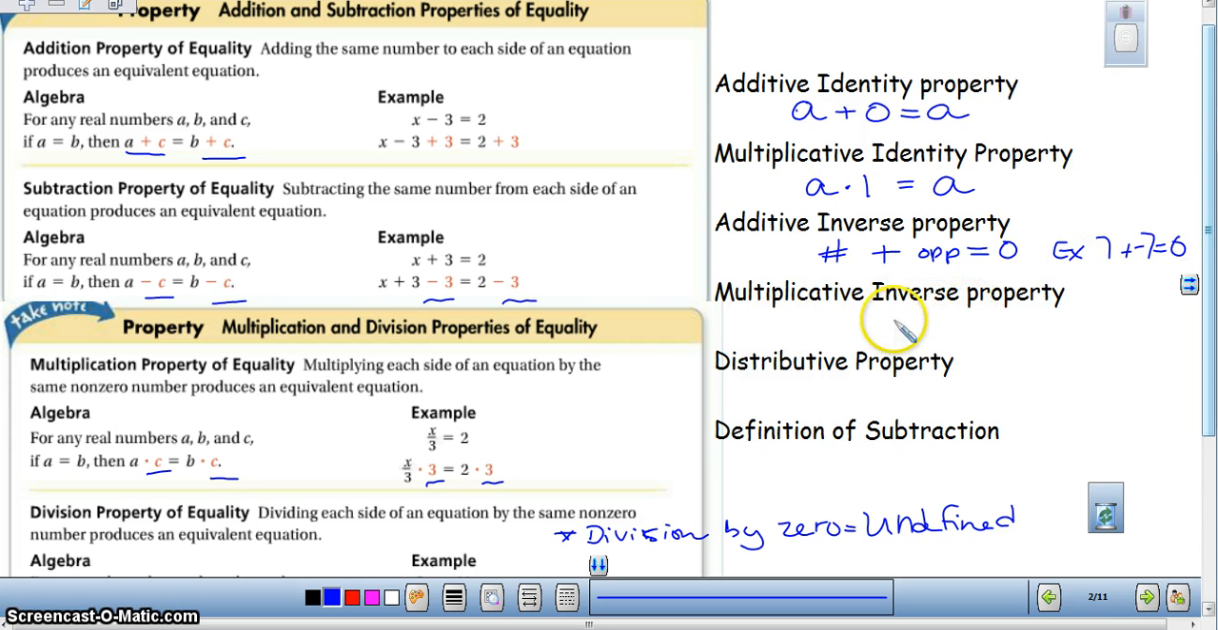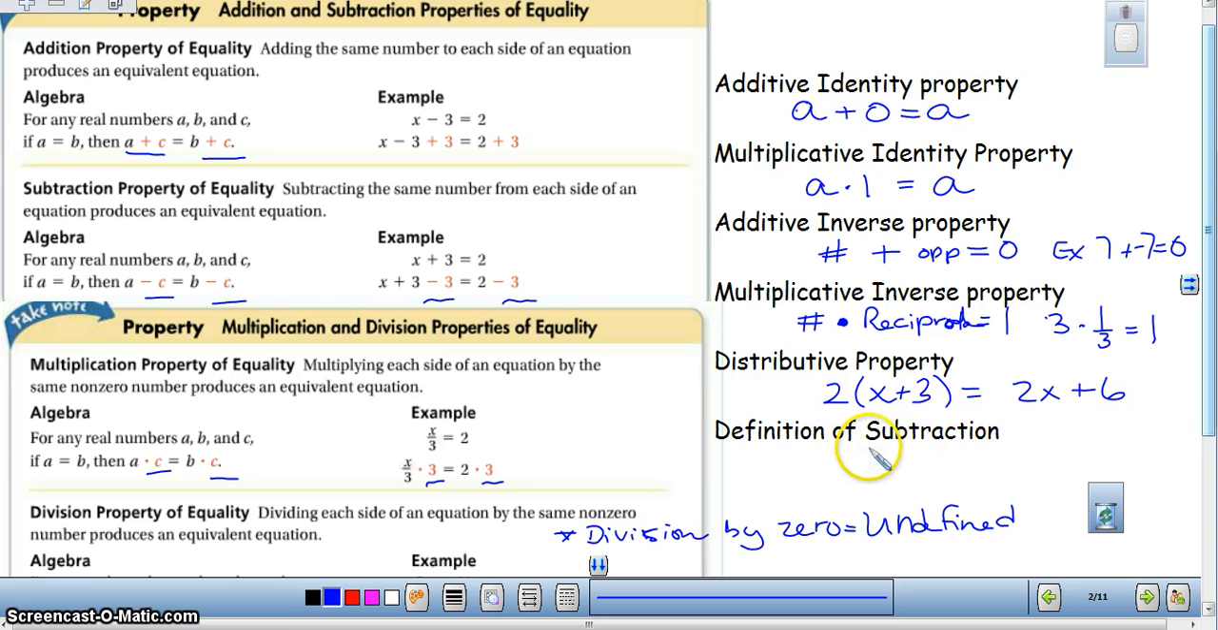What's the multiplicative inverse property? That tells us that if we take any number times its reciprocal, it will always be equal to 1, which is our identity. So that would be like taking 3 times 1/3 is going to be equal to 1. The distributive property, we've worked with that. That's eliminating our parentheses. 2 times x plus 3, we can rewrite that as 2x plus 6. That was our distributive property.